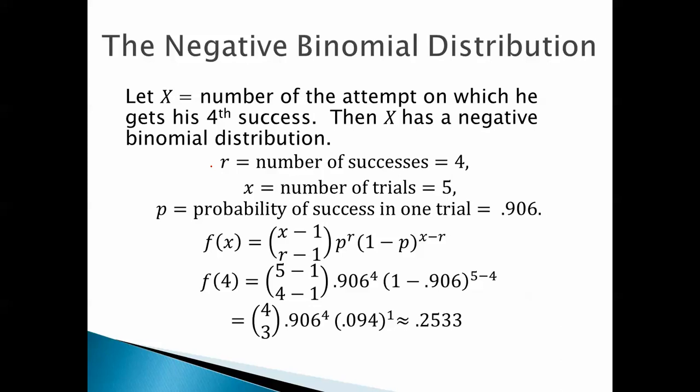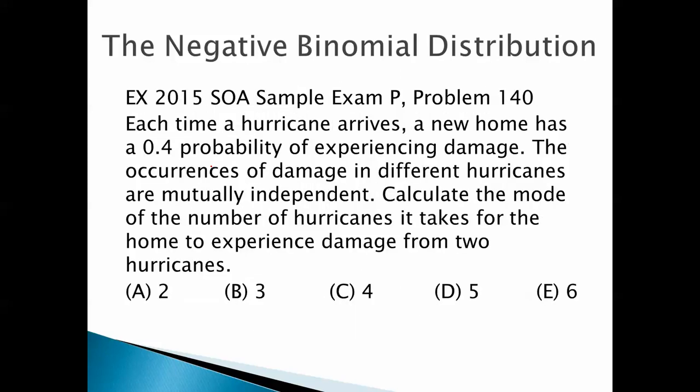That's 0.906. F of x we've seen before, so f of 4 is 5 minus 1, choose 4 minus 1. That's in other words x minus 1, choose r minus 1, times p to the r, which is 0.906 to the fourth, times 1 minus p to the x minus r, which is 1 minus 0.906 to the 5 minus 4. That's 4 choose 3, times 0.906 to the fourth, times 0.094 to the first, which is 0.2533.